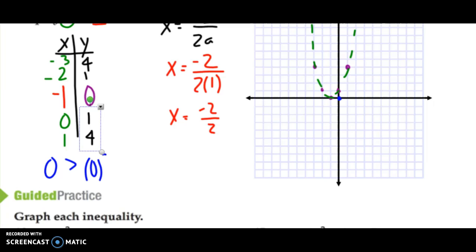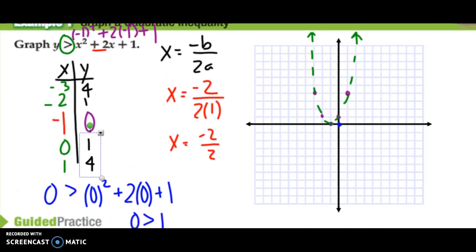So 0 squared plus 2 times 0 plus 1. Now 0 squared is 0. 2 times 0 is 0. Plus 1 is 1. So now I really have 0 is greater than 1. Is that true? No, 0 is not greater than 1.